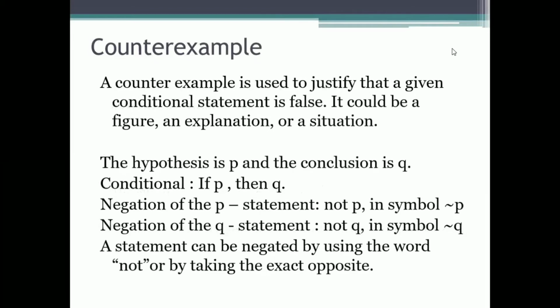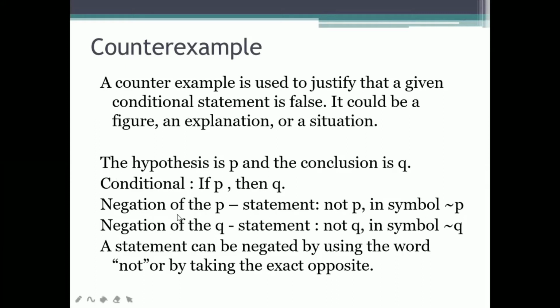Okay. Next, counterexample. A counterexample is used to justify that a given conditional statement is false. It could be a figure, an explanation, or a situation. So with our statement, you can also justify if it is true or false. So the hypothesis is P and the conclusion is Q. So our conditional can be written as if P, then Q. If P here is our hypothesis, then Q here is the conclusion.